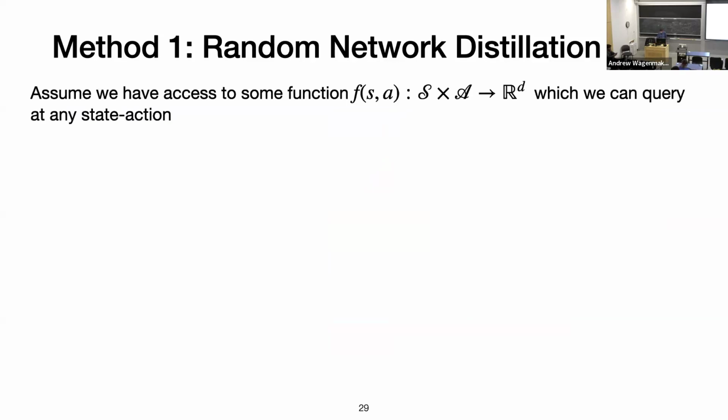Okay, so I'm just going to present two simple algorithms. There are a lot of other things out there, but I think they all more or less rely on a similar set of ideas. The first one is something called random network distillation. And the basic idea behind this is actually pretty simple.